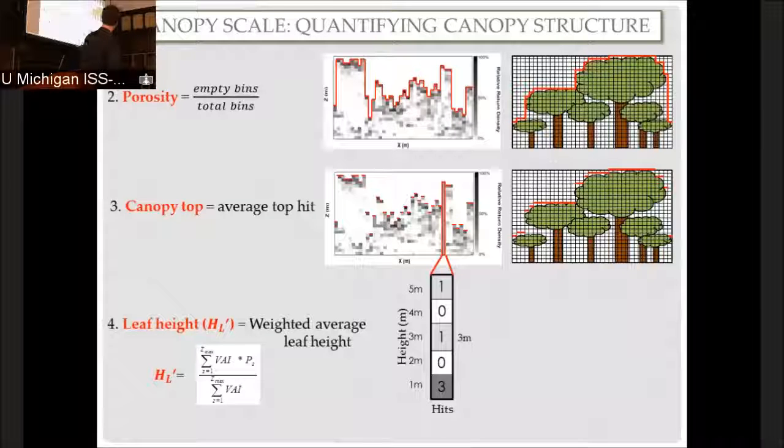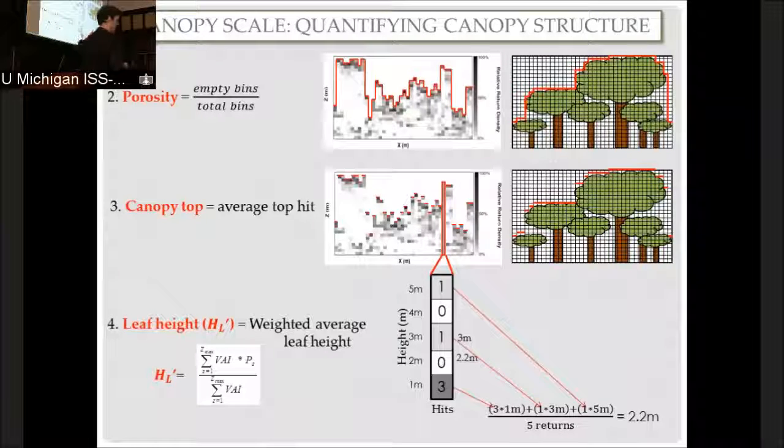And so, for example, if we took a theoretical column of leaf returns at 1 meter, 3 meters, and 5 meters, the average height will obviously be at 3 meters. But the weighted height takes into account how many returns are at each level. So you would add up the returns at each level and divide by the total amount of returns. And so you can see the weighted leaf average is actually slightly lower because there's more hits at the 1 meter level, so it drags down that average.